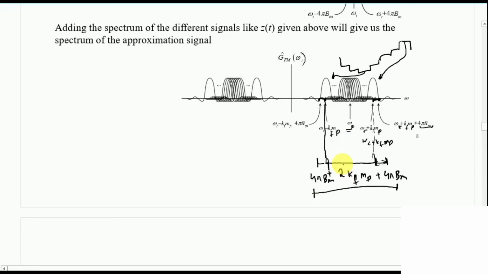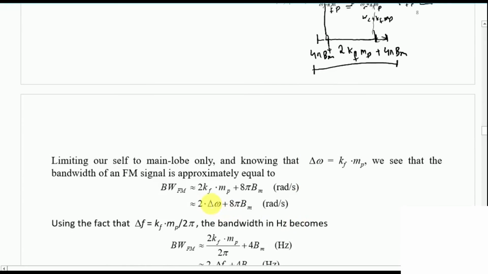So from here we can say that the bandwidth is 2 kf mp plus 8 pi bm, which we have mentioned here, 2 kf multiplied by mp plus 8 pi bm. So this kf mp we can simply express in terms of frequency deviation, which is delta omega in radians per second, or delta f in hertz. So this is 8 pi bm.